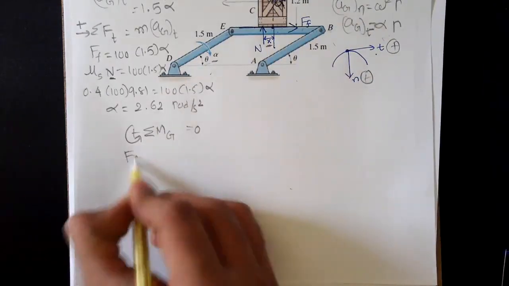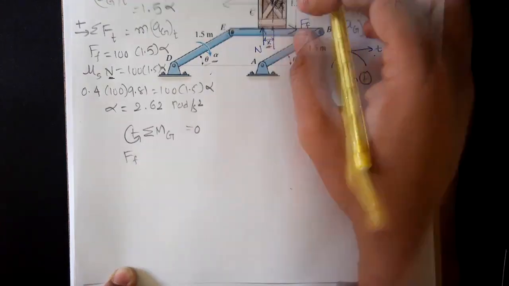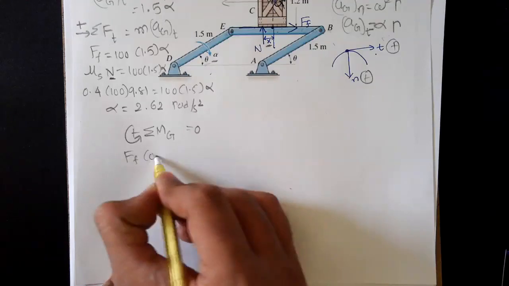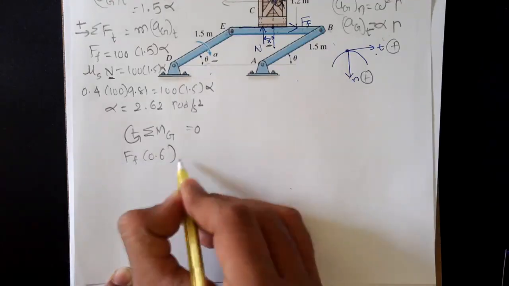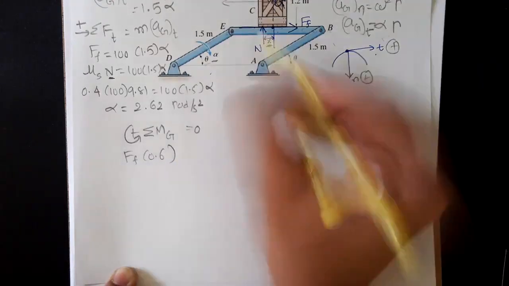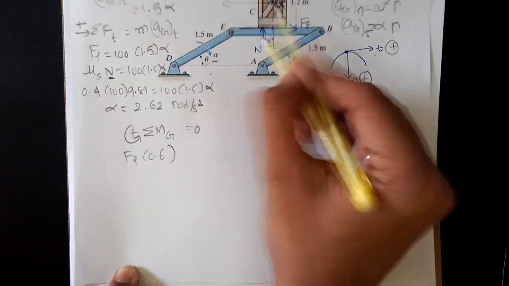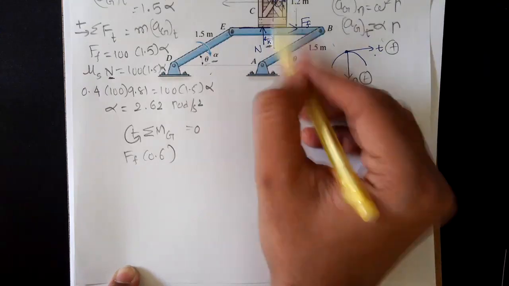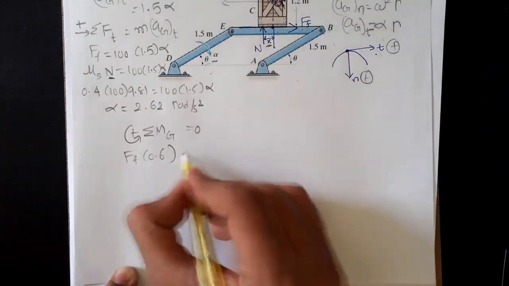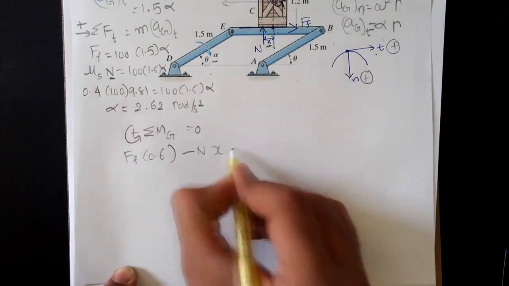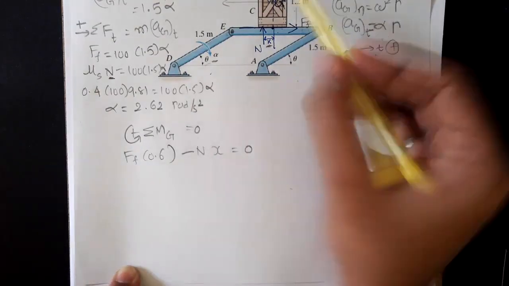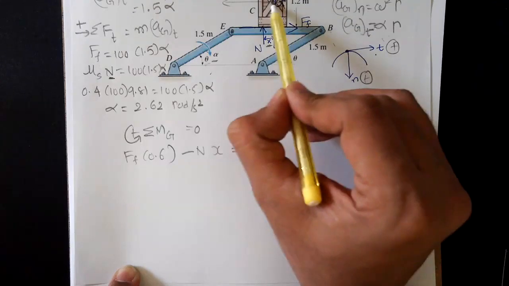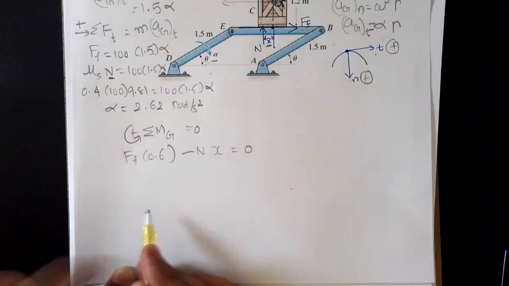So it's the friction force multiplied by the height, which is half of the height of the box, 0.6 meters. And this is positive because it's counterclockwise. And then the second one is the moment because of N about G, which is N multiplied by x, but it's clockwise and negative. So it's minus N multiplied by x is equal to 0. We don't have to consider the moment of the weight force because that passes through G, so it does not have any moment about that point.